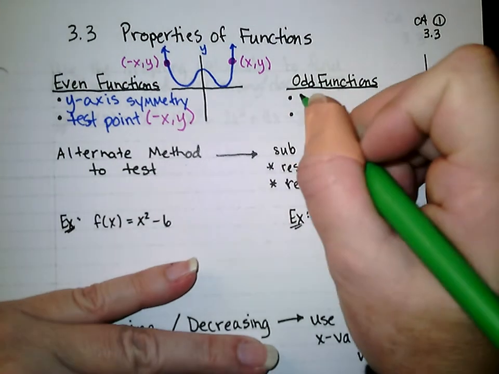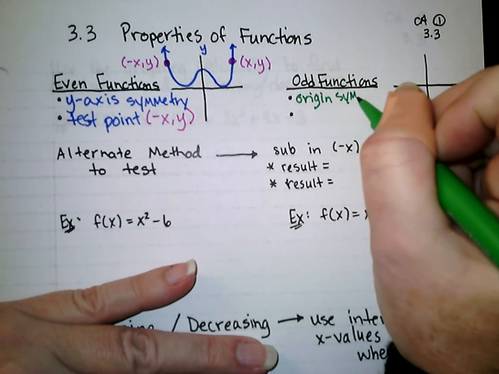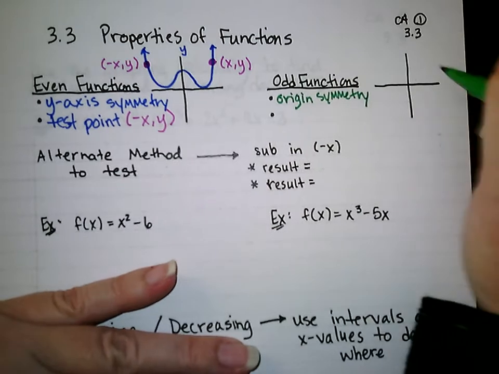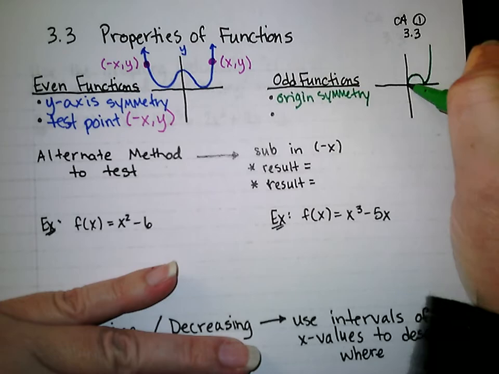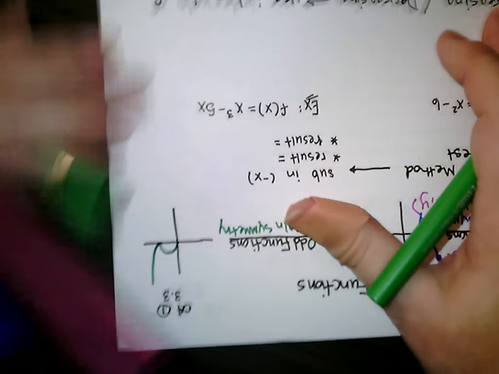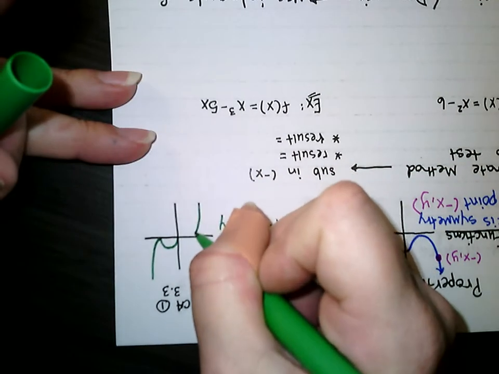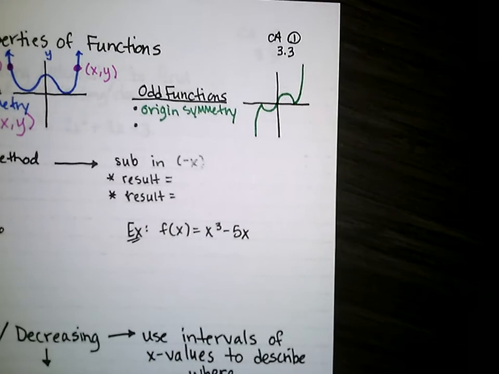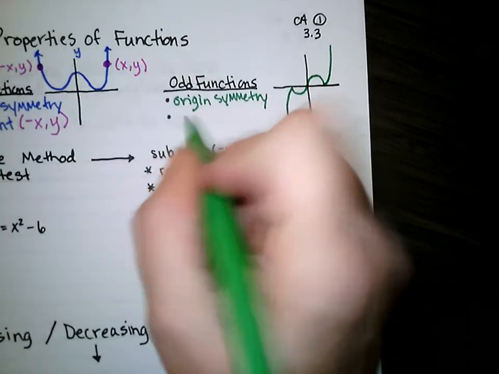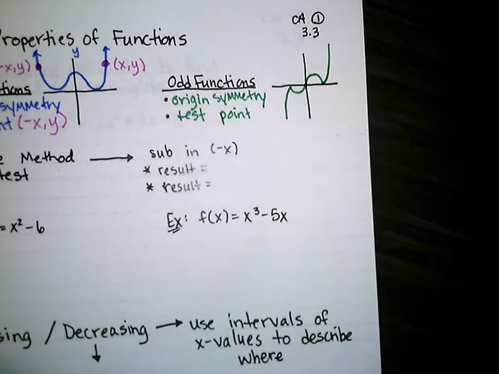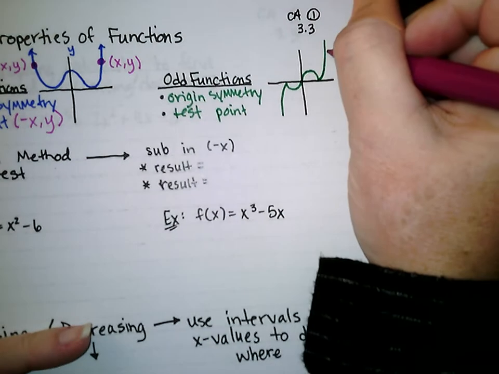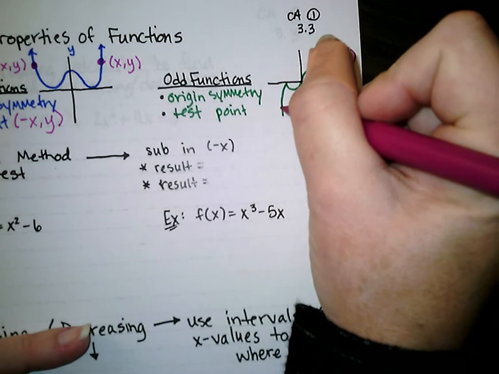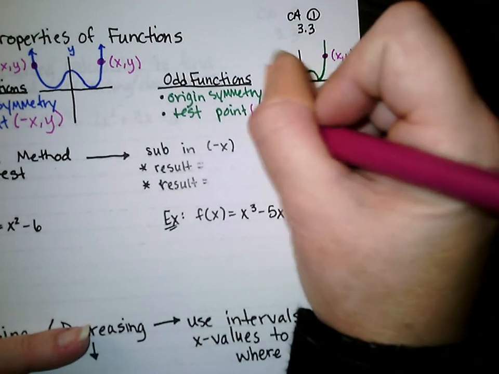Odd functions are the ones that have origin symmetry. And they are ones that if you flip the graph over, like rotate it 180 degrees around the origin, the graphs would look the same. So if I hold the origin still and rotate the whole graph 180 degrees, it should look like I never moved it. The test point for odd functions, if I put a point up here, x, y, then the point that matches it would be this one down here, which is negative x, negative y.